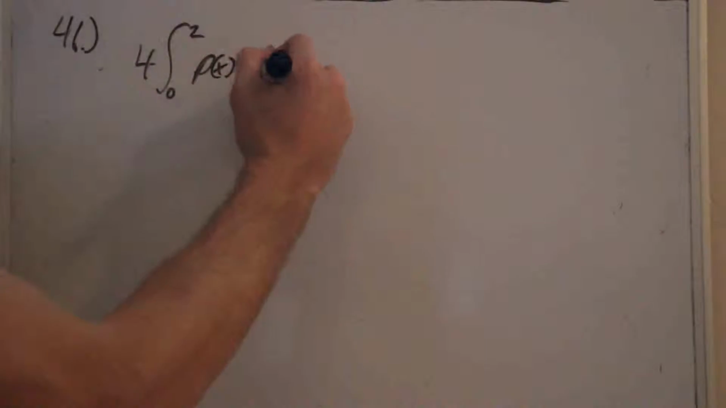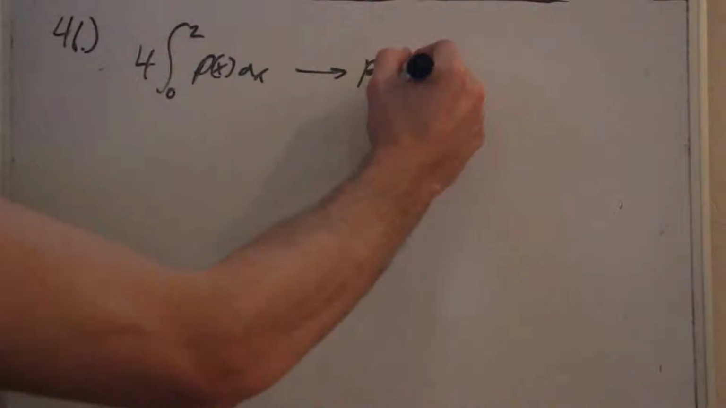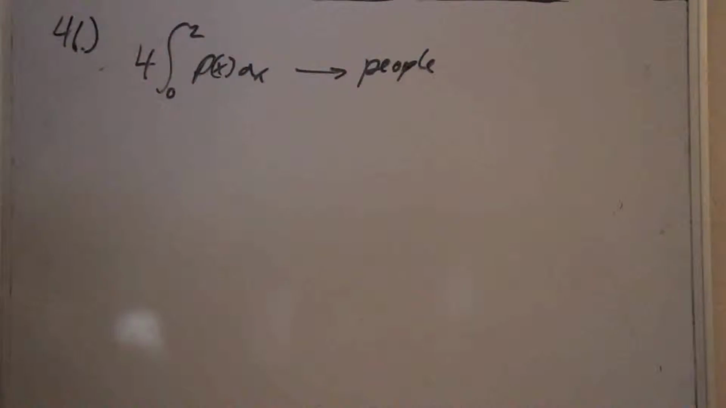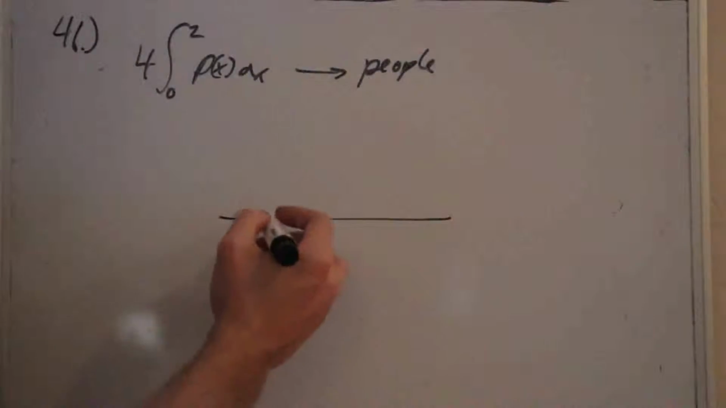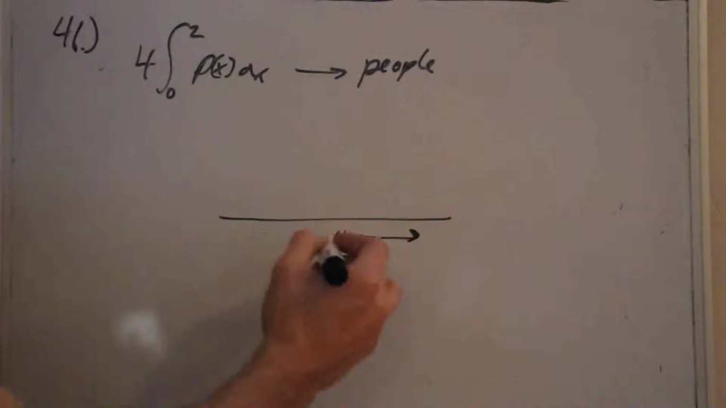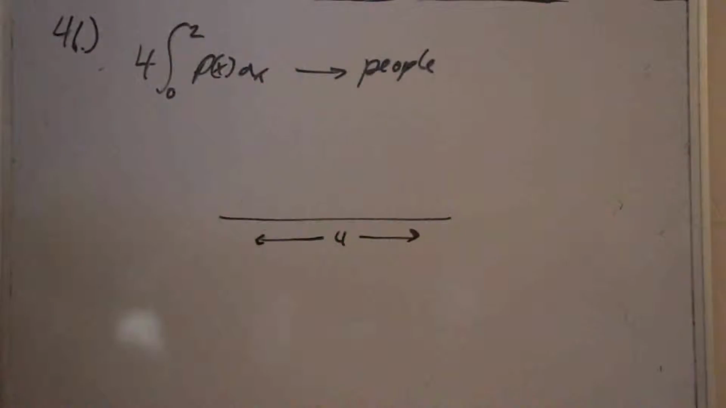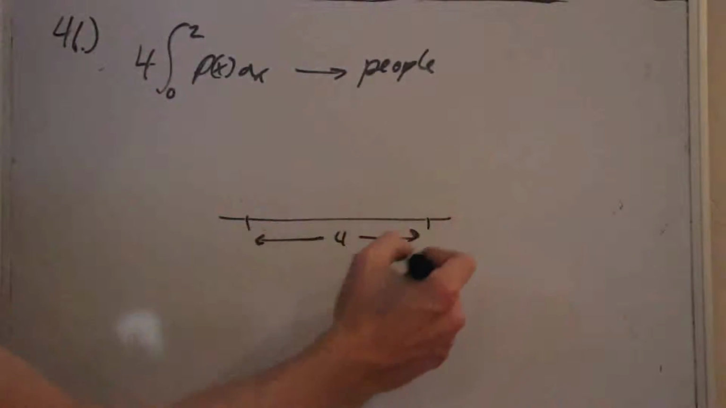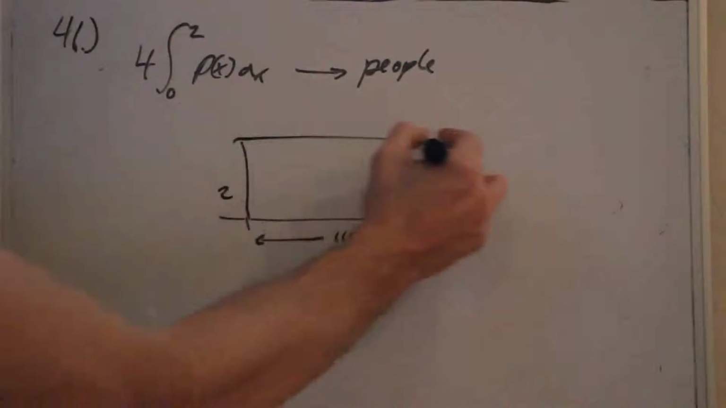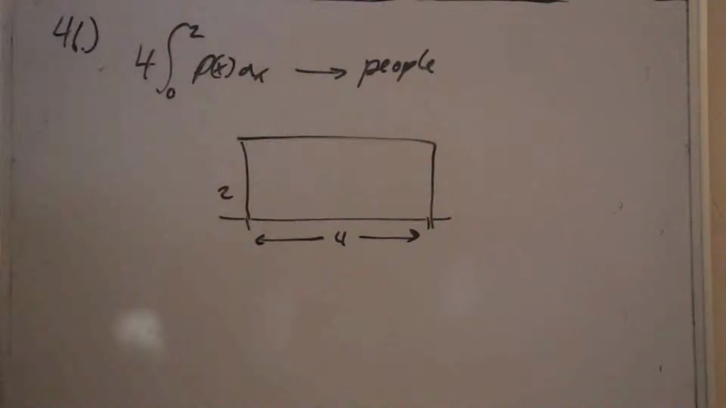The expression 4 times the integral from 0 to 2 of p of x dx is an expression that gives the number of people living on one side of a 4-mile long stretch of highway. Okay, here's my stretch of highway, and it's 4 miles long, and I'm getting the number of people along that stretch of highway, where x is the number of miles from the highway. So my integral from 0 to 2 means I'm not only going along this stretch of highway, but I'm also going 2 miles in this direction. Okay? So, good, cool, awesome. X is the number of miles from the highway.